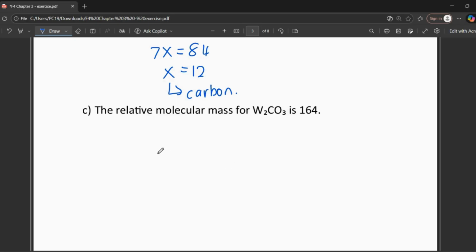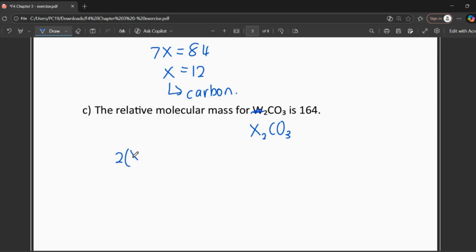The last question for this video, sorry, I'm going to rewrite this question again. It's not W, it's X. Given the relative molecular mass for X2CO3 is 164, we're going to repeat the same steps again. One more thing, please be mindful that there can only be one equals sign in one sentence.